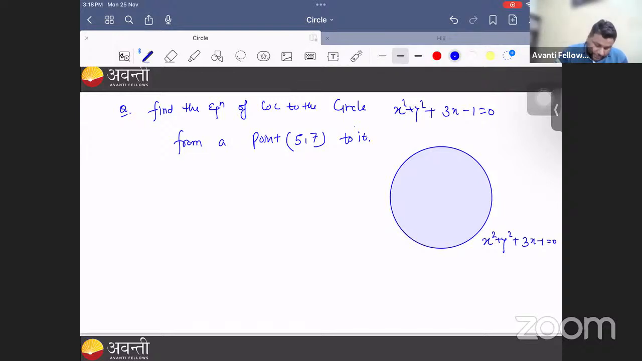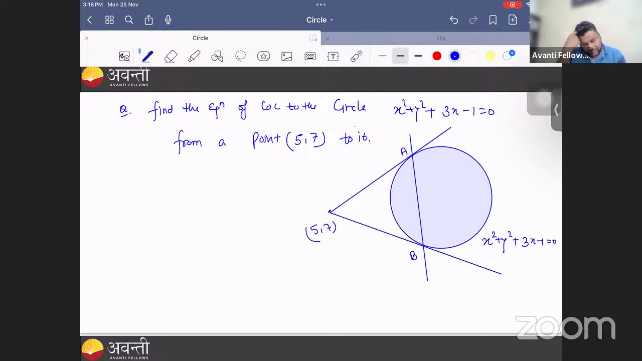So this point (5, 7) is outside the circle, that is very much clear. You place this point in the circle, you get a positive quantity.